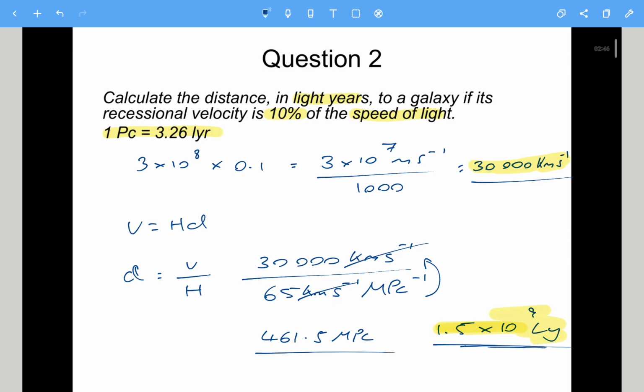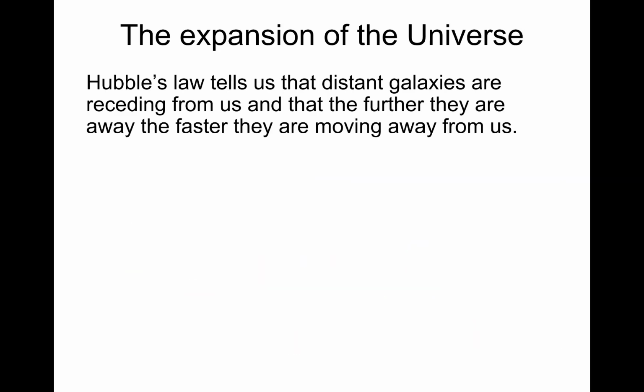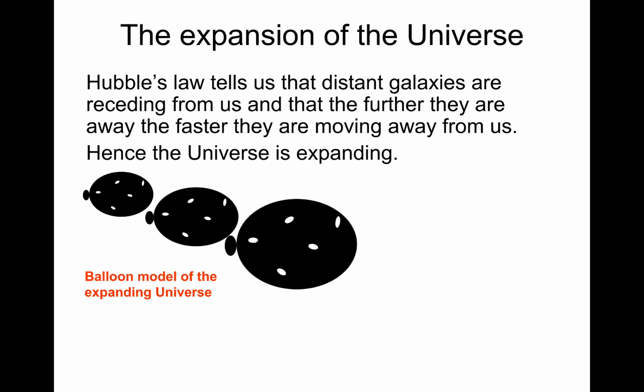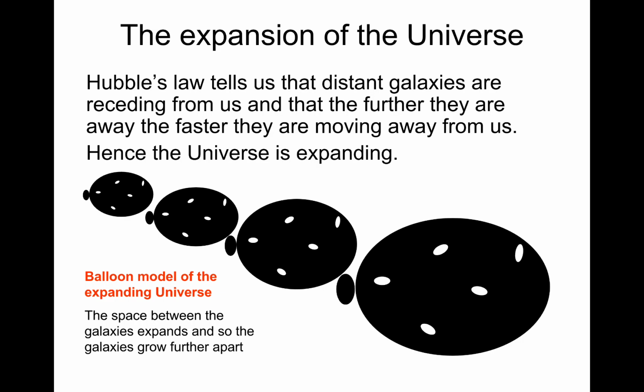Right, let's move on to the expansion and estimating the age of the universe. Right, the expansion of the universe. So Hubble's law tells us that distant galaxies are receding from us, and the further they are, the faster they're moving away from us, which is just evidence for an expanding universe. So the balloon model: space between galaxies expands, and obviously as a consequence, galaxies grow further apart.